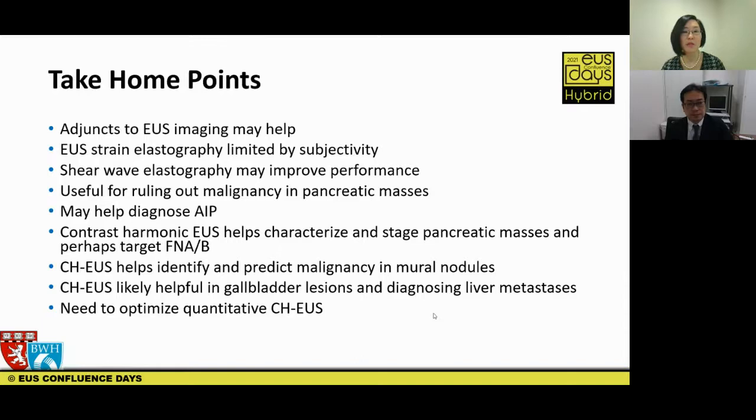Contrast harmonic EUS helps characterize and stage pancreatic masses and perhaps helps you to target your biopsy. It's helpful in predicting malignancy in mural nodules, likely helpful in gallbladder lesions and diagnosing liver mets. And we need some more work to optimize quantitative contrast harmonic EUS.